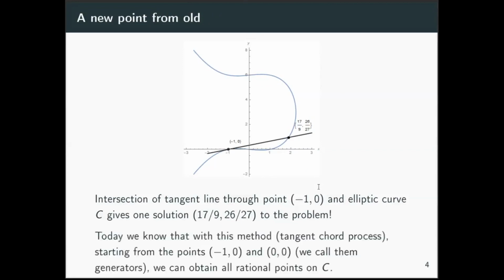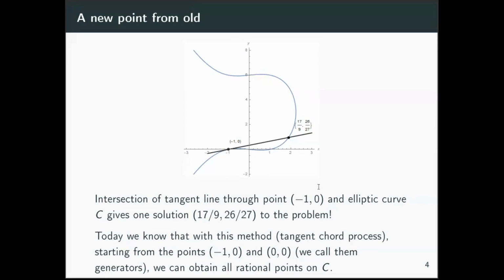So today we know much more about this. This method that was introduced here, this tangent-chord process: the idea is you start from some obvious points, in this case the points minus 1, 0, and 0, 0, and then you just draw all possible lines through the known points. And the remarkable fact is that in this way you will get all the rational points on this curve. Here you also have to take account of the obvious symmetry of this curve with respect to the line y is equal to 3.